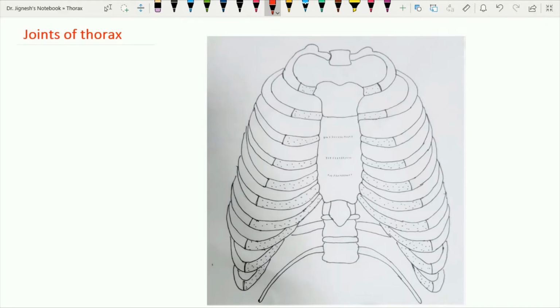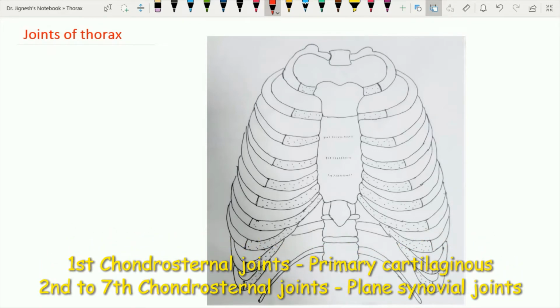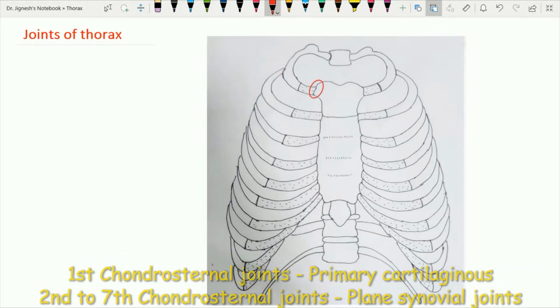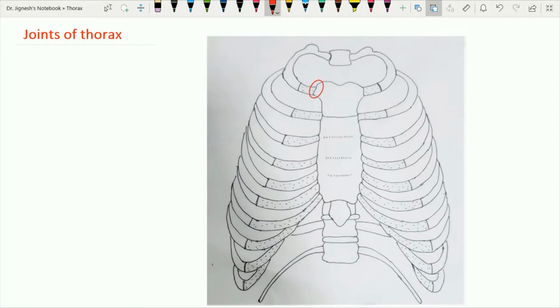So here in this figure, this is the bony framework. Here in this figure, this is the first chondrosternal joint, and this first chondrosternal joint is primary cartilaginous in nature, while the remaining chondrosternal joints are the plain variety of synovial joint.